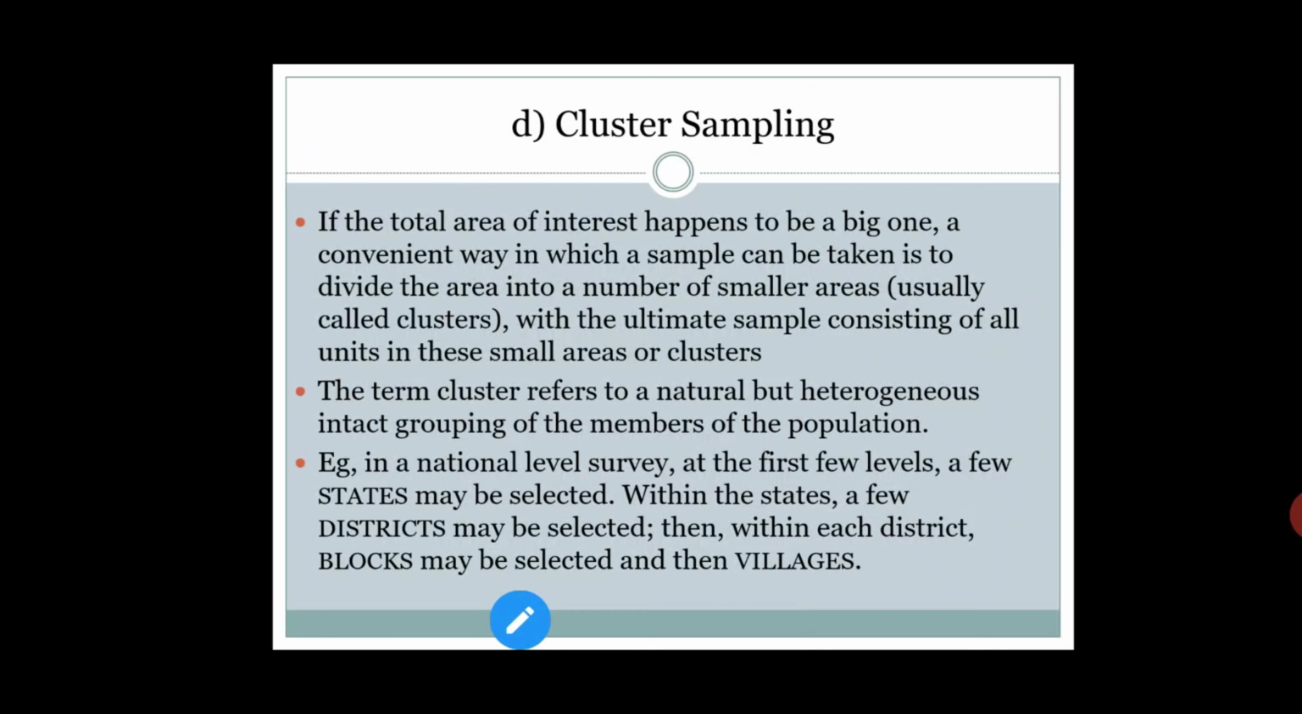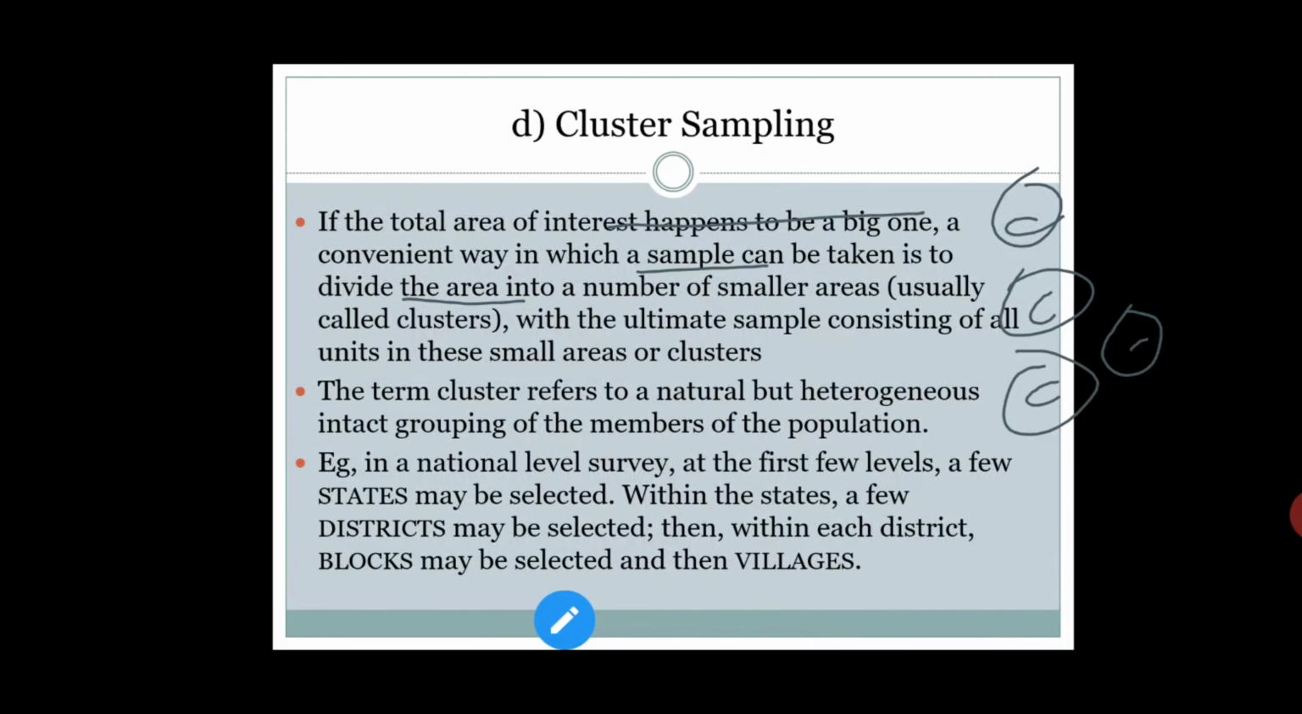So this is the fourth type of random sampling, cluster sampling. Cluster has got to do with the geographical element of the population, okay? If the total area of interest happens to be a big one, let us say as big as a country or a continent, a convenient way in which a sample can be drawn is to divide the area into a number of smaller areas, usually called clusters, with the ultimate sample consisting of all the units in these small areas or clusters.